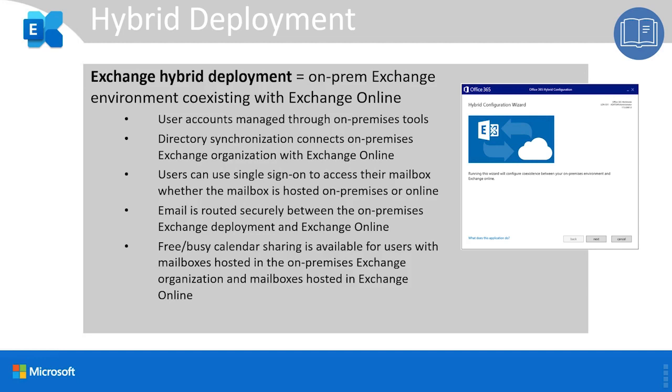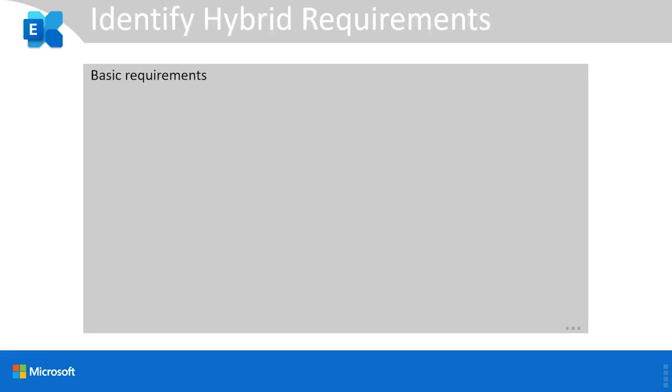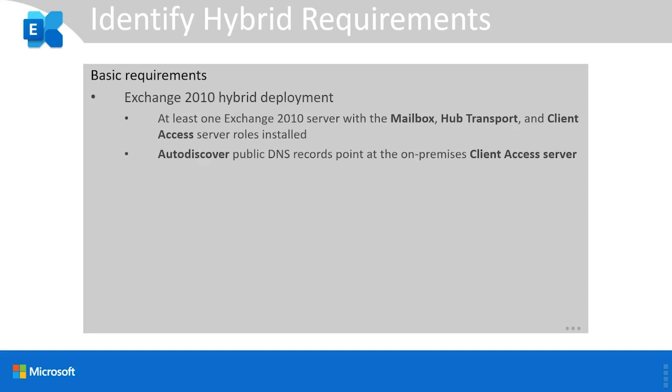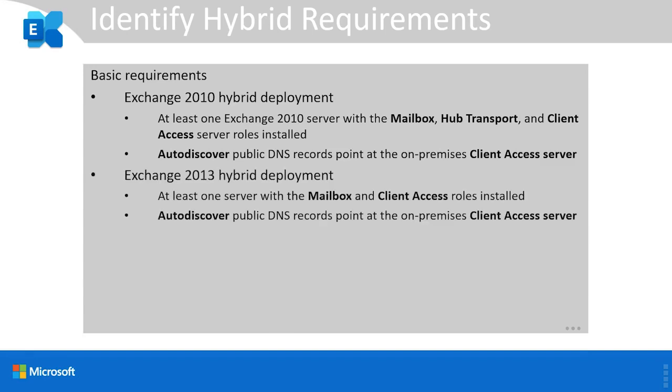To implement a hybrid deployment, there are some basic requirements. For an Exchange 2010 hybrid deployment, you must have at least one Exchange 2010 server with the mailbox, hub transport, and client access server roles installed, and your Autodiscover public DNS records must point to the on-premises client access server. For an Exchange 2013 hybrid deployment, you must have at least one server with the mailbox and client access roles installed, and your Autodiscover public DNS records must point to the on-premises client access server.